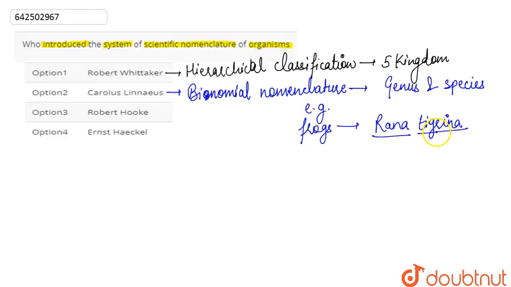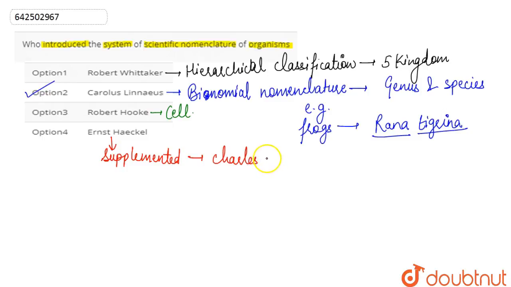So this was the scientific nomenclature which is followed worldwide and was introduced by Carolus Linnaeus. So this is the correct answer. If we look at the other options, Robert Hooke discovered the cell, right? And Ernst Haeckel supplemented the work of Charles Darwin, right? He worked related to evolution, right?